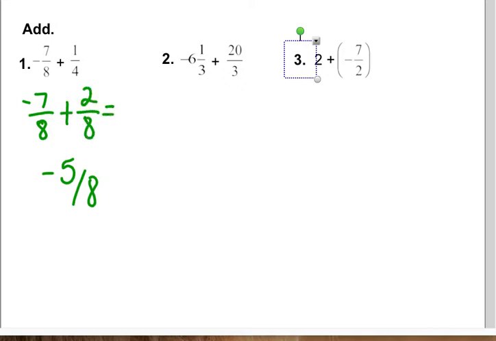Then you had to apply the integer rules. Same sign add, keep, different sign subtract. Keep the sign of the bigger number, and then it'll be exact. The bigger number is the -7/8. You keep that negative and subtract 7 minus 2. Okay? Do number 2. Take care of number 2. See what you get.